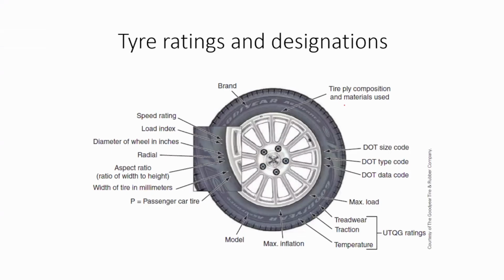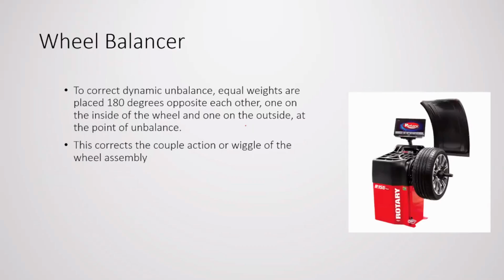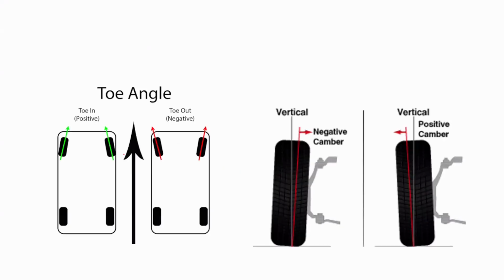Then what else can we discuss here? Yes, toe angle. Both positive and negative might be useful in some scenarios, right? Let's say we have a rear wheel drive vehicle. Then the recommended toe angle is toe in, right? And if we have a front wheel drive vehicle, then there should be a negative toe angle for the front wheels. So why positive for rear wheel drive and negative for front wheel drive?